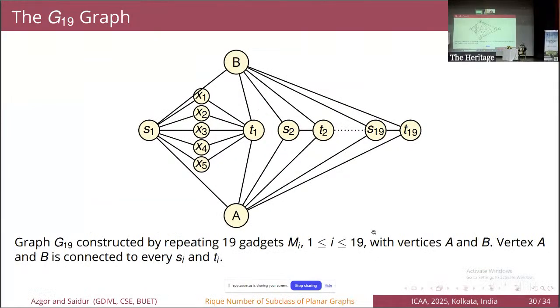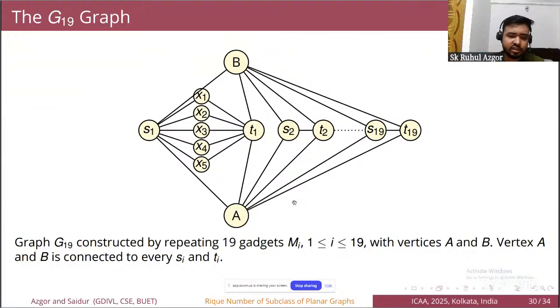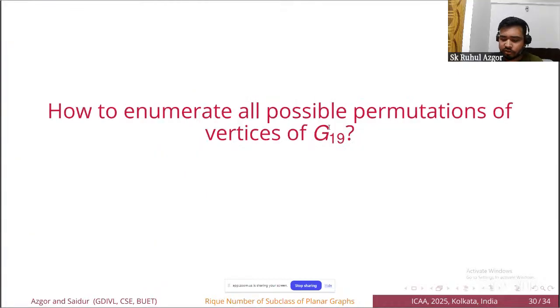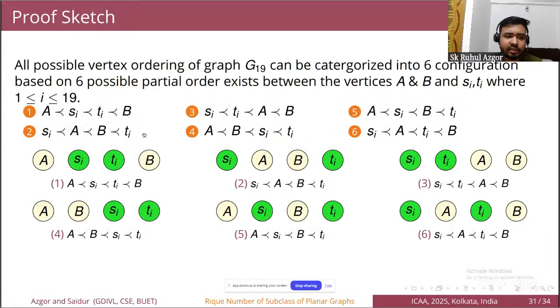Yes. The G19 is constructed by repeating the 19 gadget with two additional vertices A and B, where A is connected to both SI and TI, and B is also connected to SI and TI. Now for this graph G19, we can also configure all possible permutations in some cases, based on the partial order that exists between the vertices A and B, the terminal vertex, and the twin vertices SI and TI. So SI and TI can be in between A and B, or A and B can be in between SI and TI. Also, SI and TI can be before A and B, and so on and so forth.